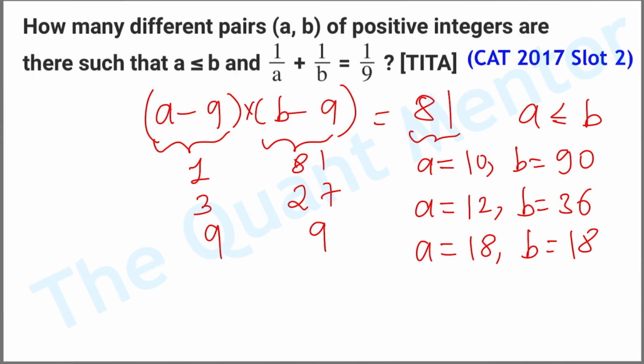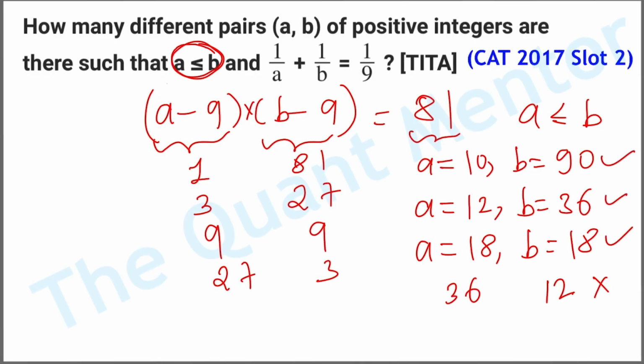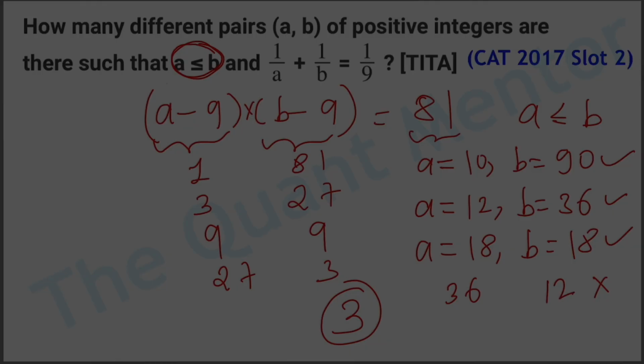Any value you take for A and B further, let's say if I take 27 and 3, then A will be 36 and B will be 12. Well, that's not acceptable because in this question A is less than or equal to B. So I have only these three solutions. That's the answer to my question. There are exactly 3 positive integral solutions for A and B in this case.